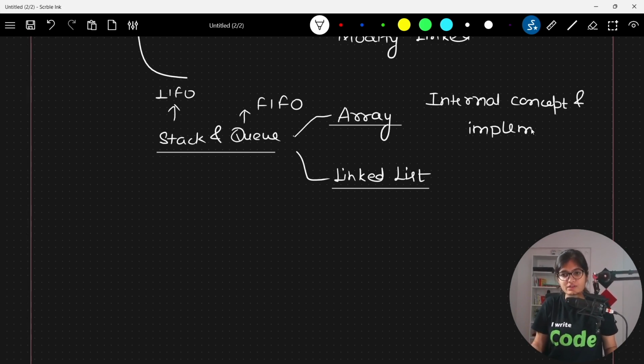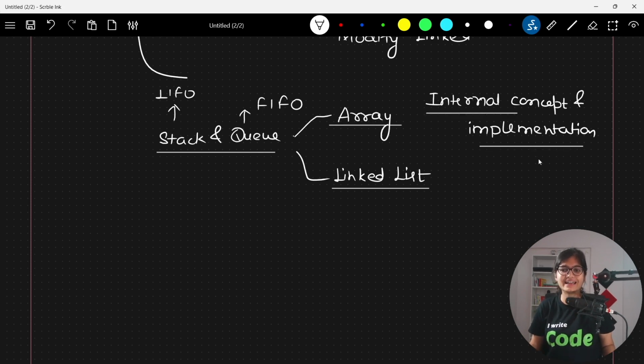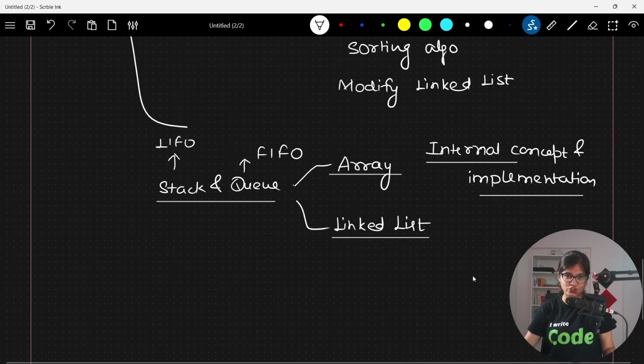So if suppose the interviewer says to you that I don't want to directly use the libraries and the packages which are already available, I want you to create a class and create your own functions inside that. You should have the ability to implement that stack data structure on your own, with a LIFO kind of architecture, and when I'm talking about queue, a FIFO kind of architecture. So you should know the internal concept and the implementation for the same. So this is about the stack and queues.